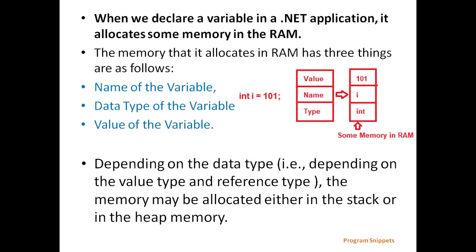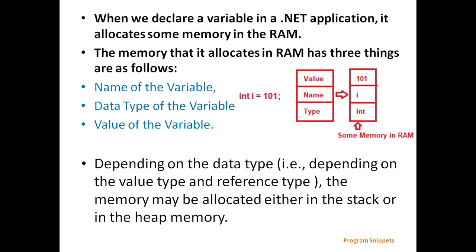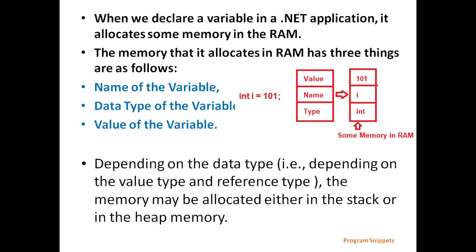Here we will see stack and heap memory in C#. When we declare a variable in a .NET application, it allocates some memory in the RAM. The memory that it allocates in RAM has three things: the name of the variable, the data type of the variable and the value of the variable. For example, here we have declared an integer variable I with value 101. Then the value will be 101, the name of the variable is I and the type is an integer.